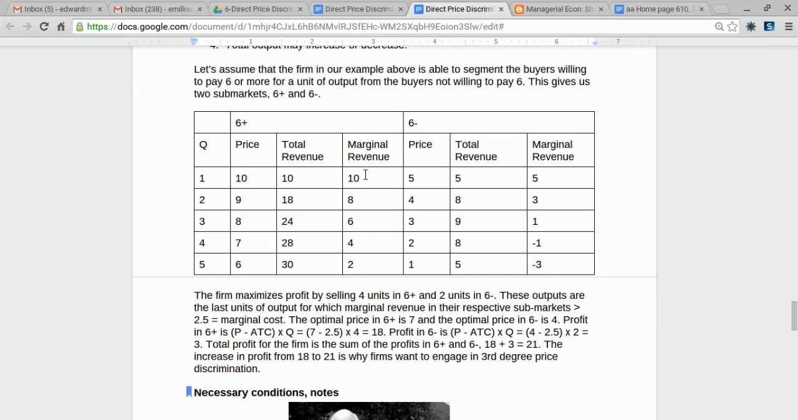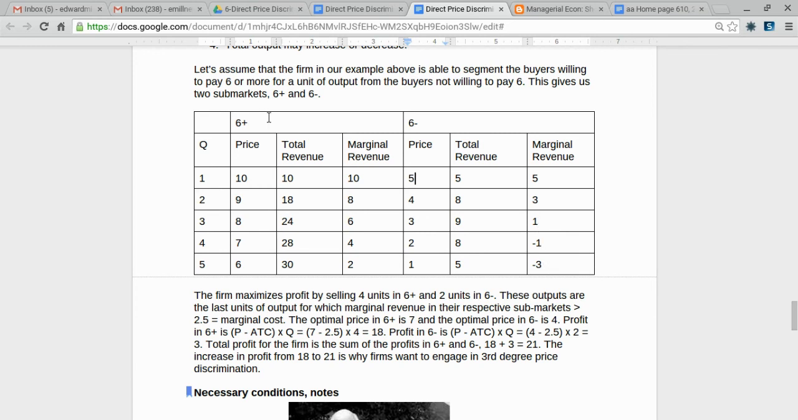We can calculate marginal revenue. It goes 10, 8, 6, 4, and 2. The submarket 6 minus, if I want to sell 1 unit, the highest price I can charge is $5. The most anybody in that submarket 6 minus is willing to pay is only $5. So if I charge a price of 5, I'll sell 1. If I drop price to 4, I'll be able to sell 2, and on down the list like that, which means marginal revenue goes from 5 to 3 to 1 to -1 to -3.